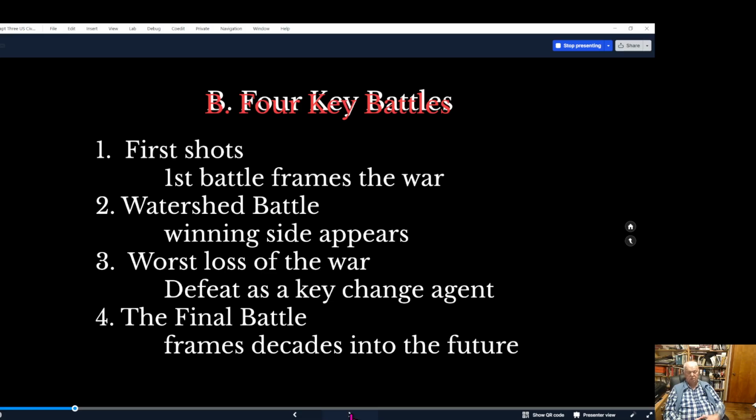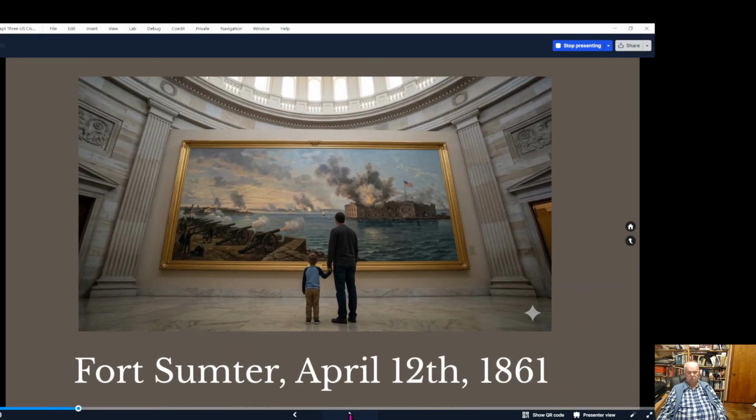And then the last category we're going to look at is the final battle. What is the final blow of the war, and how does that battle then portend what's coming in the future? And it's kind of interesting to look at these battles within this matrix.